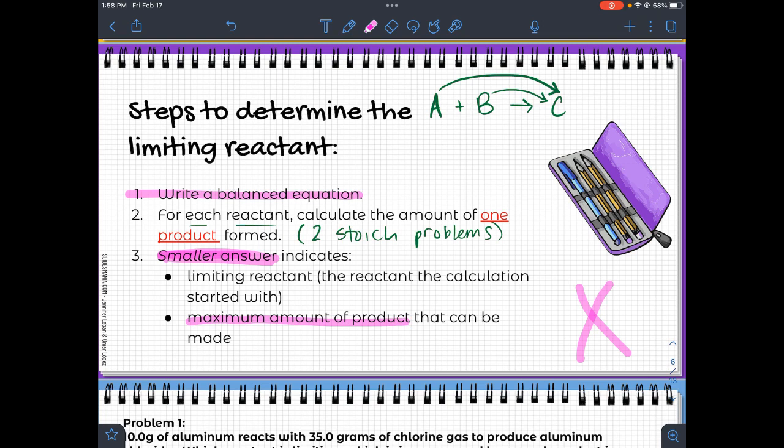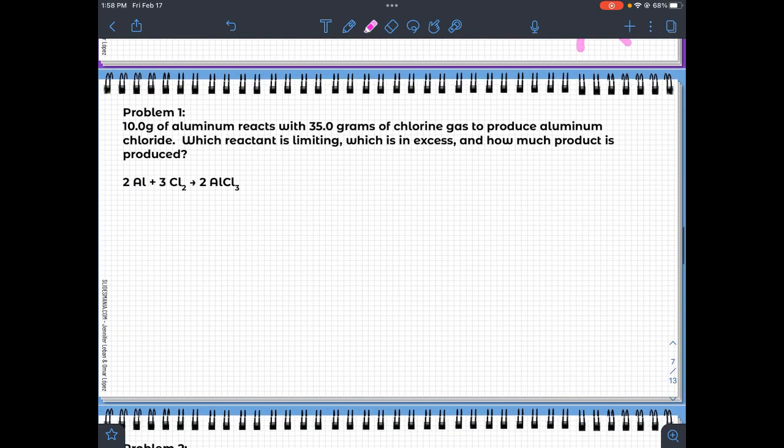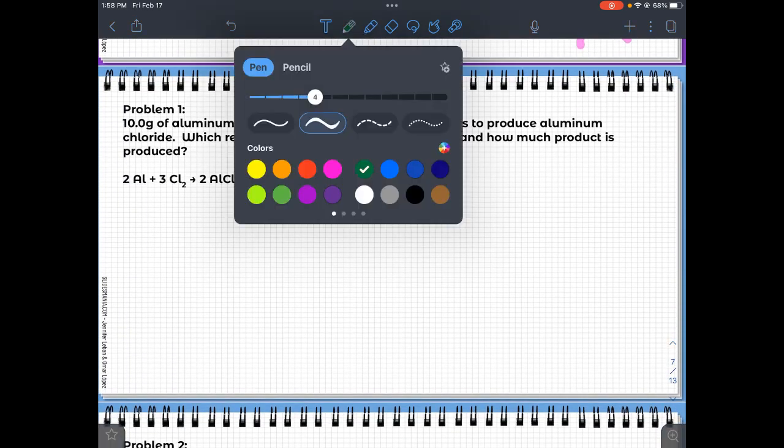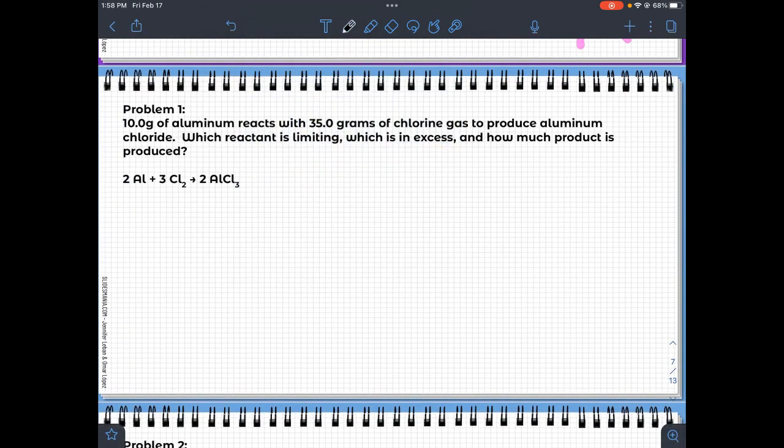So we're going to jump right into a practice problem and see how this will work. So we've got number 1 here. And let's start by reading. It says 10 grams of aluminum reacts with 35 grams of chlorine gas to produce aluminum chloride. And there's our balanced equation for it. Looks pretty standard, a pretty simple synthesis reaction. Which reactant is limiting, which is in excess, and how much product is produced?